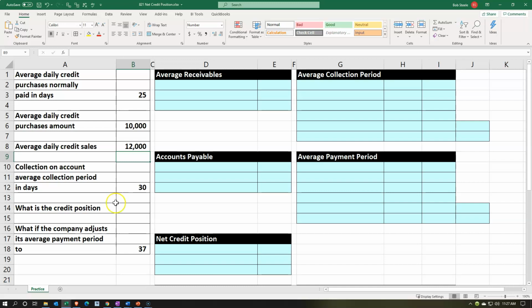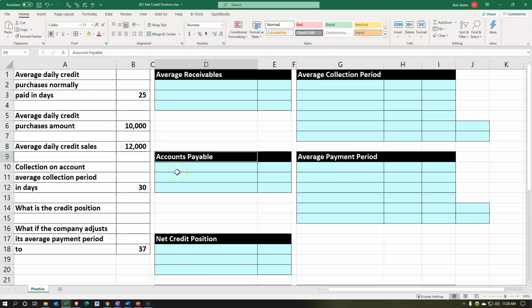So what is the credit position? So we'll figure out the credit position there. And then we're going to say, well, what if the company adjusts its average payment period to 37 rather than the 25? And what would the effect be in our net credit position? So what we want to do then is find the average receivables and the accounts payable.